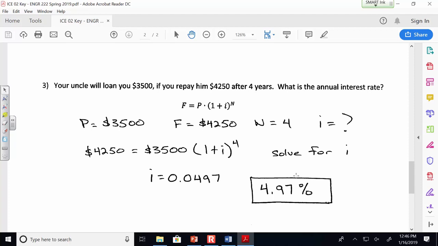And so either way you do it, whether it's the solver in your calculator or algebraically, or you could even do it just by iteration, trial and error, until you happen to randomly guess the correct I value that makes this equation work out. That's essentially what your calculator's doing, a numerical solution. 4.97%. That's the interest rate for your uncle.